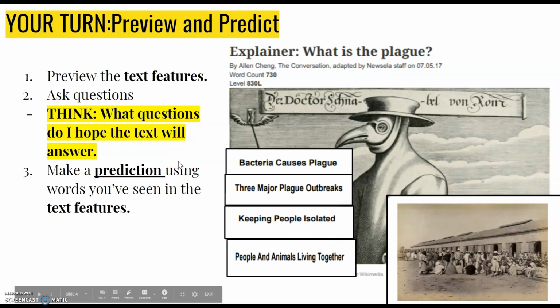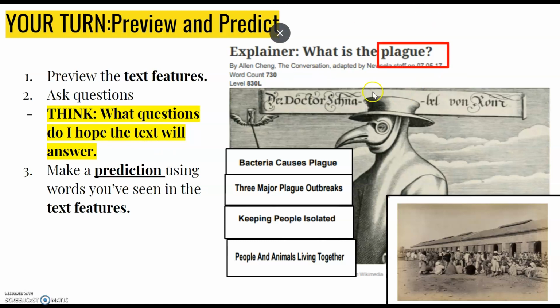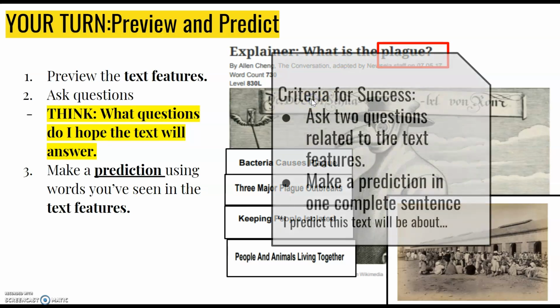Again, please preview all of the text features. They are going to help you know more about the text, and then you are going to be making a prediction. The topic is the plague, and I could see that in the title, so I just want to help you guys out with figuring out the topic.